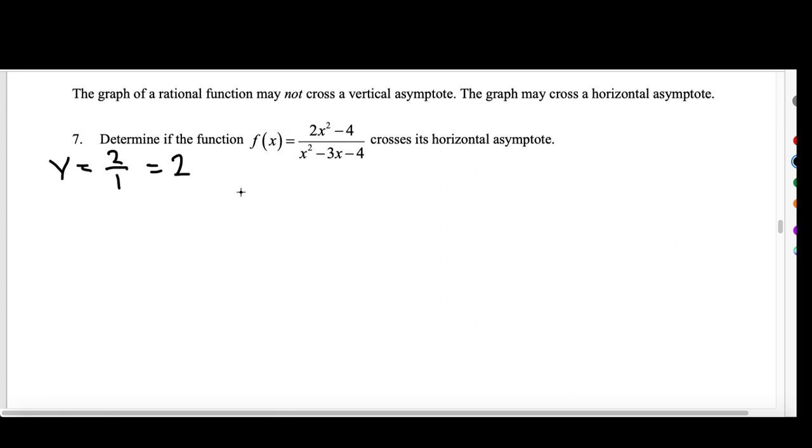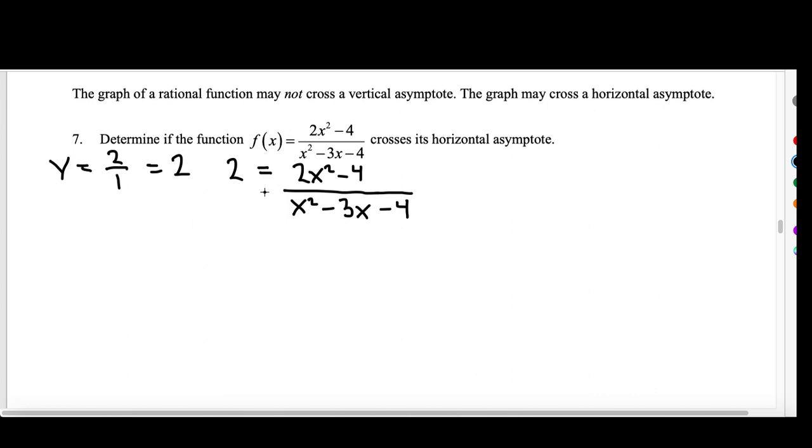In order to determine if the function crosses the horizontal asymptote, I would want to take the function and set it equal to 2, right? Basically replace y with 2 and then see if I can solve for x. Okay, so if I do that, I get 2 equals 2x squared minus 4 over x squared minus 3x minus 4.